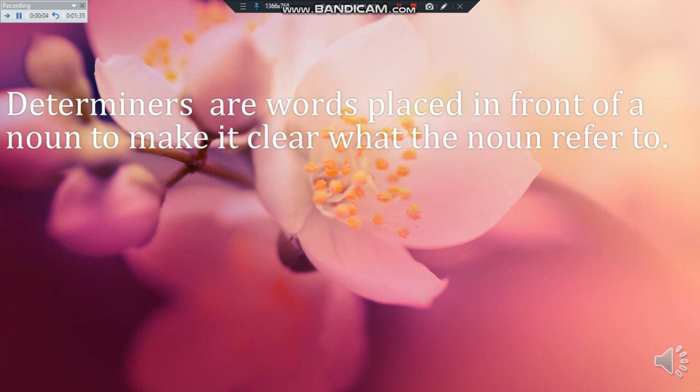Determiners are words placed in front of a noun. Determiners are words placed in front of a noun to make it clear what the noun refers to.